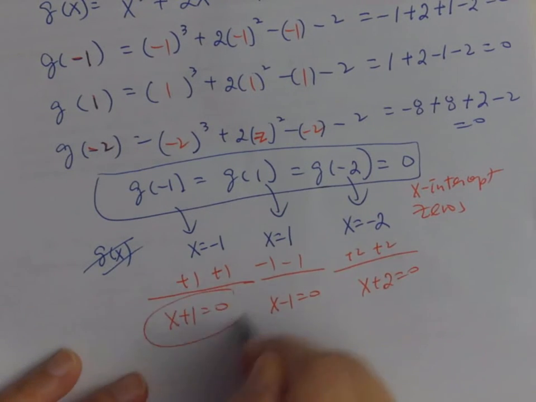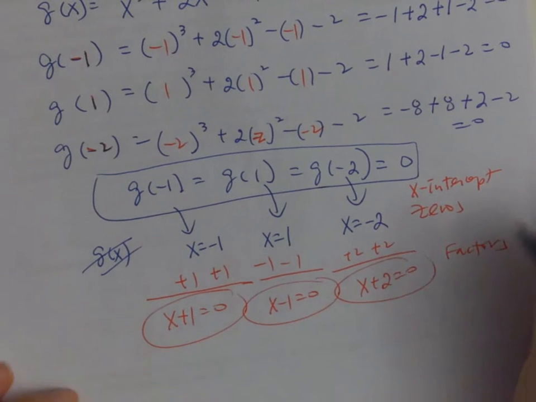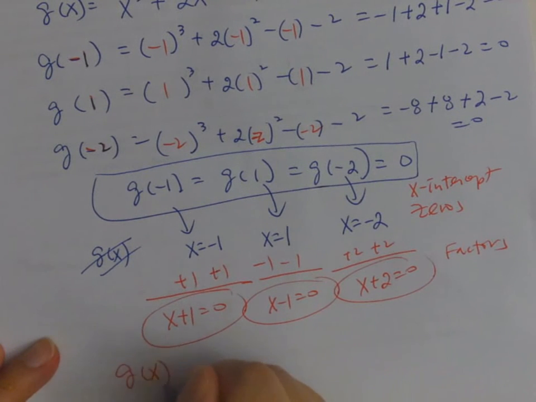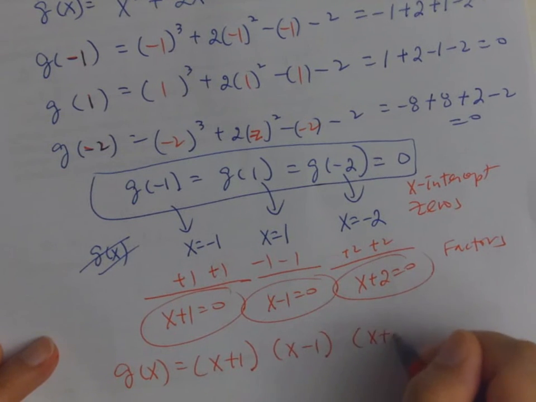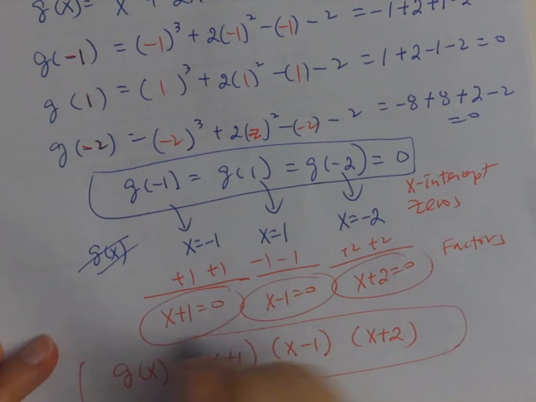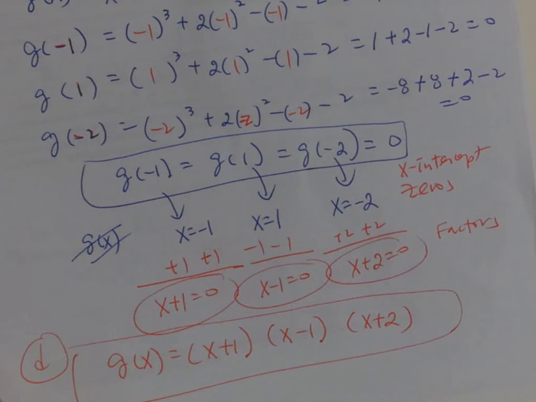So those three are the factors of g of x, right? So I can just put them together. g of x equal to the first factor x plus 1, the second factor x minus 1, and the last factor x plus 2. So those are the factors for g of x. So that's for D.